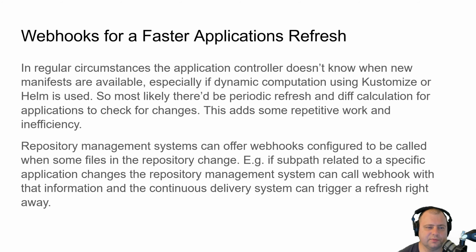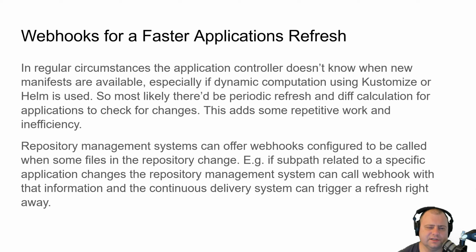Then let's also talk about webhooks for faster application refresh. In regular circumstances, it's really hard to know when manifests are available with new versions. Something pushes to Git, and Git doesn't have to tell us. Especially if there is dynamic computation using Kustomize or Helm for manifests, it gets even harder to know for sure.